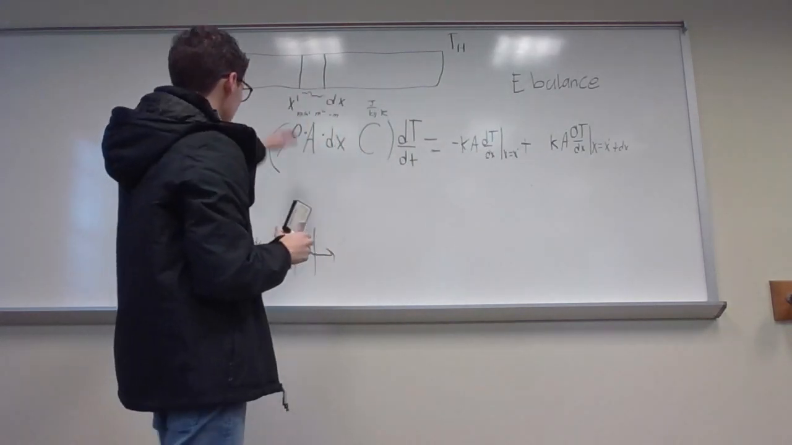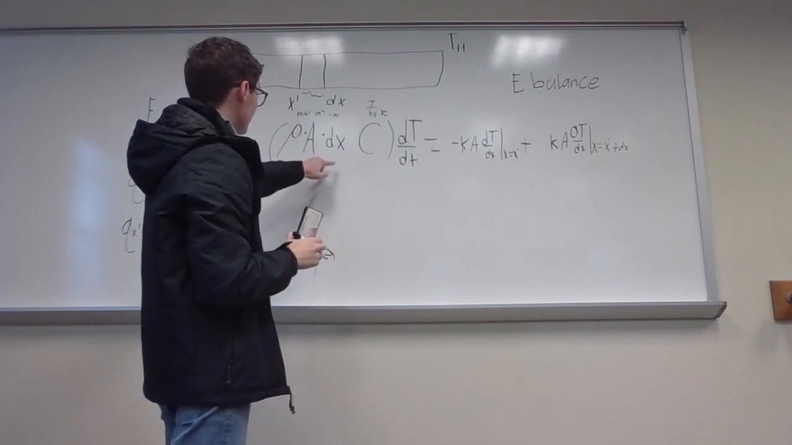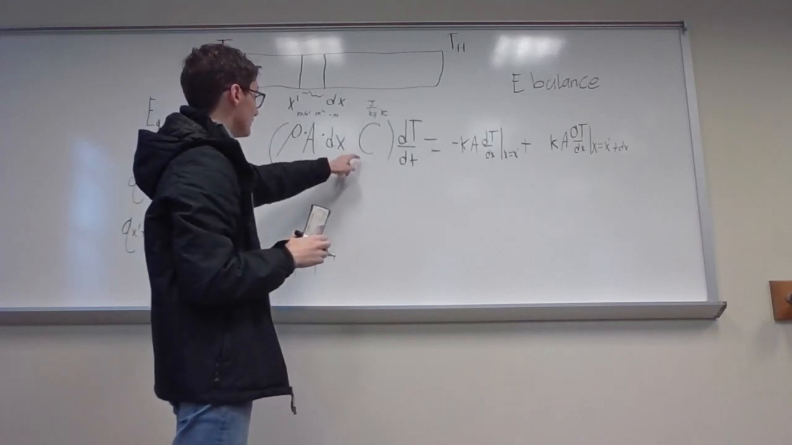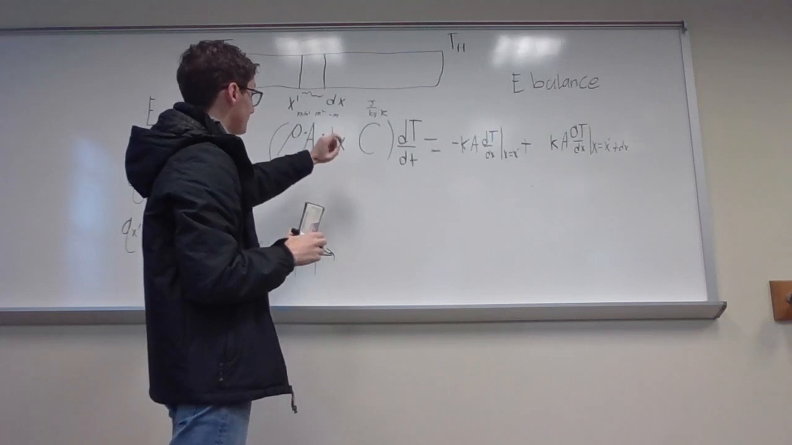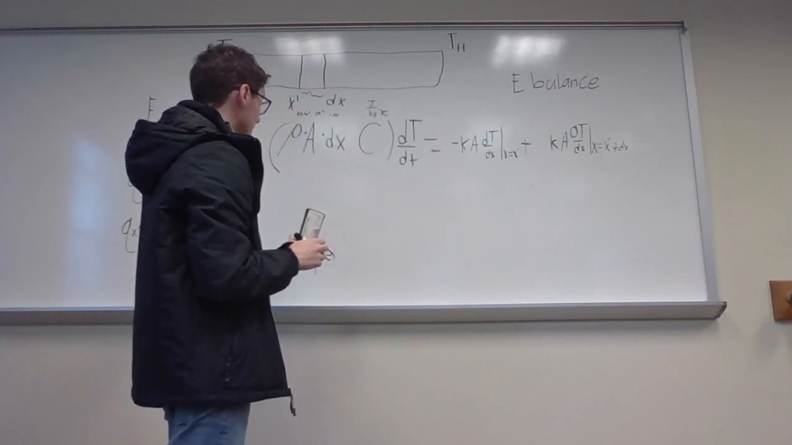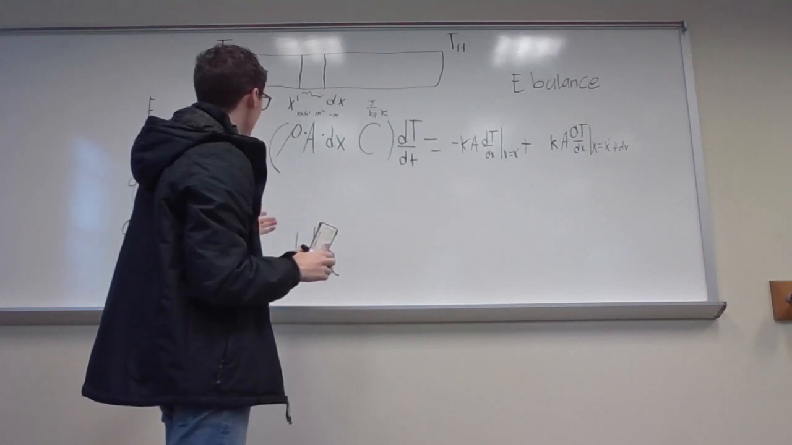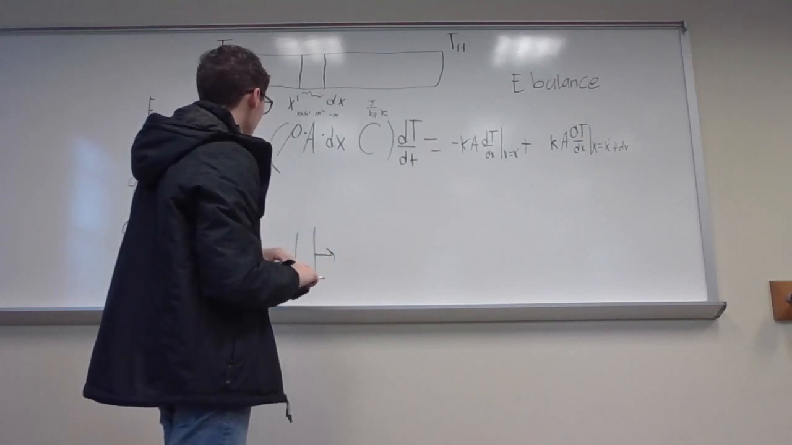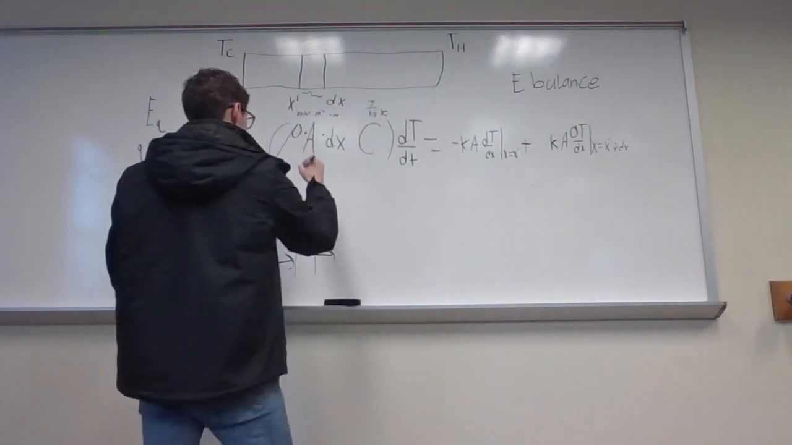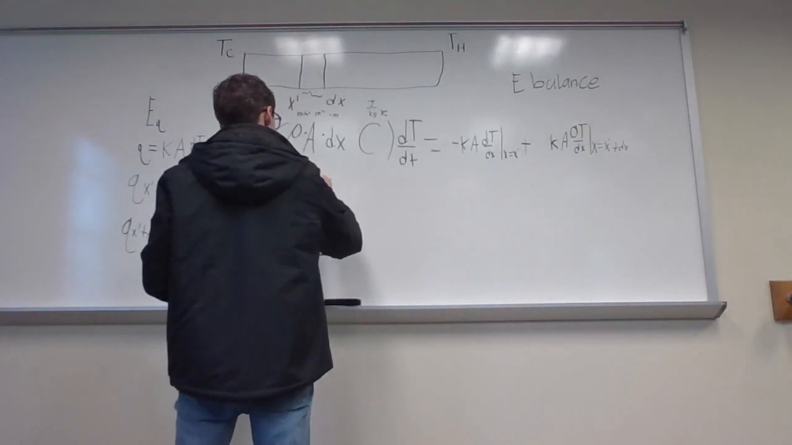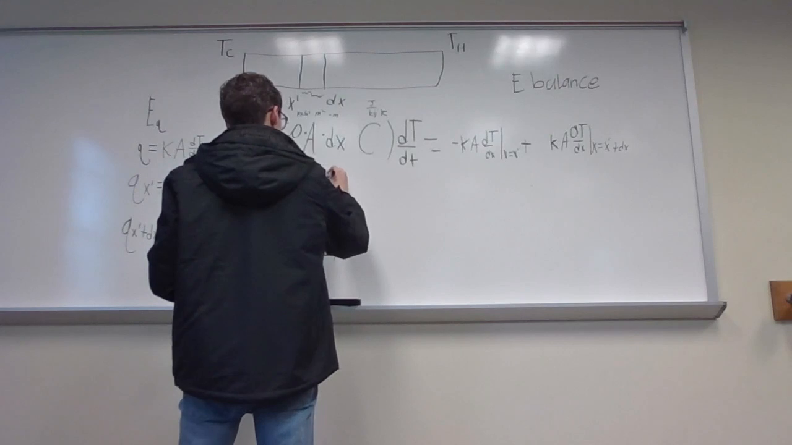Yes, we know our density, our area, and our dx are not going to change. Neither is our C. So we can take these out of our system. And we end up getting, if we take these out, rho A dx. We're going to take these out first.